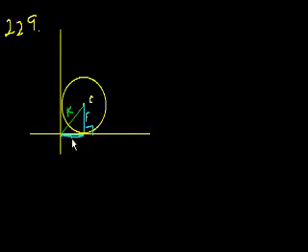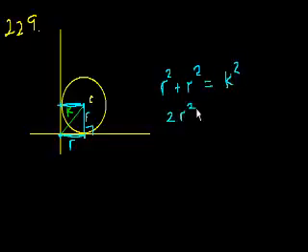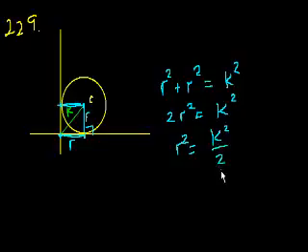And if that's not obvious to you, think about it. The distance from here to here is exactly the same thing as the distance from here to there, right? And from here to here is the radius of the circle. So this is also r. So now we can use the Pythagorean theorem. r squared plus r squared is equal to k squared, or 2r squared is equal to k squared. They wanted the radius in terms of k, right? So you get r squared is equal to k squared over 2. Take the square root of both sides. r is equal to k over the square root of 2.